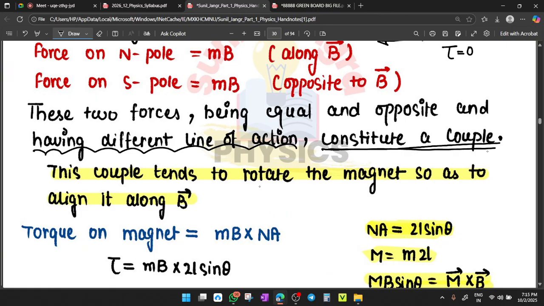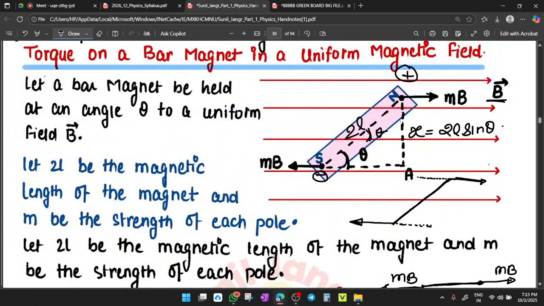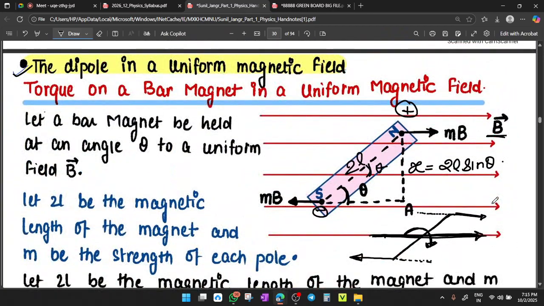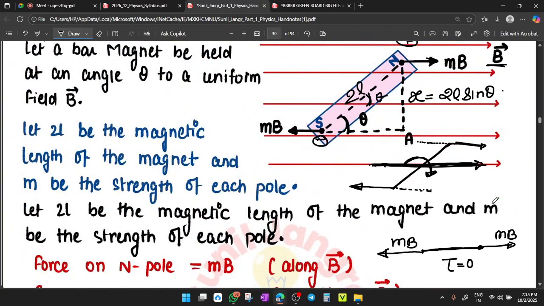So the couple tends to rotate a magnet so as to align in the direction of B vector. Yes, this couple of forces tries to align this magnet in the direction of the field. Means they try to rotate this dipole. Yes or no? They try to rotate this dipole and align it in the direction of this field, right? When this magnetic dipole comes in the direction of the magnetic field, this is called stable equilibrium.